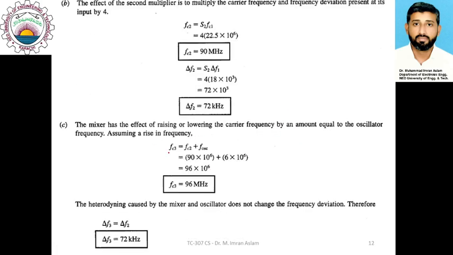So you can see that FC3 would be whatever carrier frequency you have at stage number 2, added with this local oscillator frequency. If you add them together, 90 megahertz plus 6 megahertz, it comes out to be 96 megahertz. So the overall output would have a carrier frequency of 96 megahertz with a frequency deviation of 72 kilohertz.